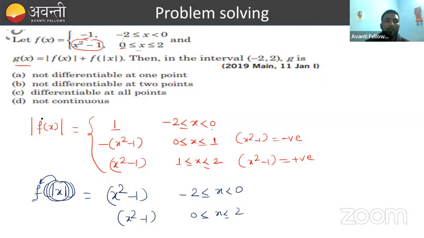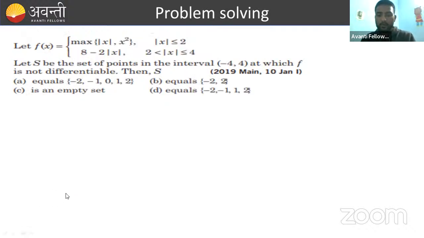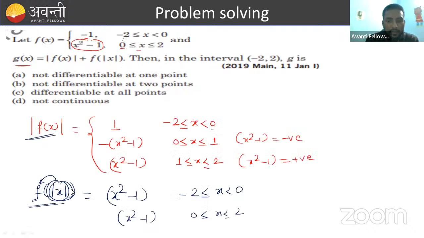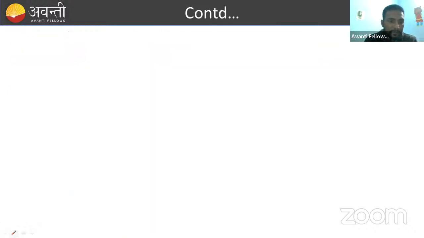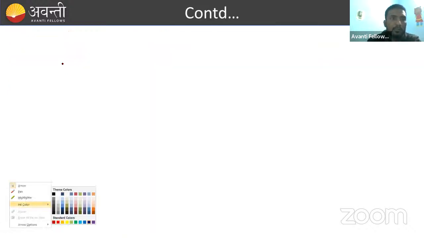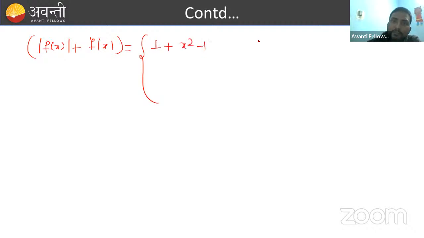So now we have mod of f of x, and we have f of mod x. Both values are there. What we can do is just add them, guys. So we have mod of f of x plus f of mod x. The first one is 1 plus x square -1 if it is from -2 to 0.